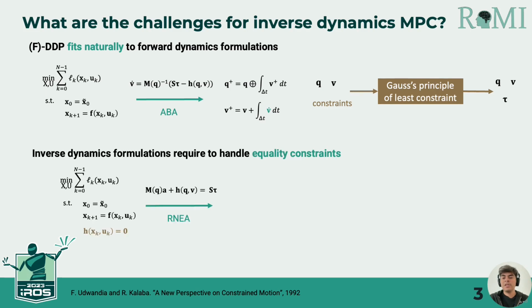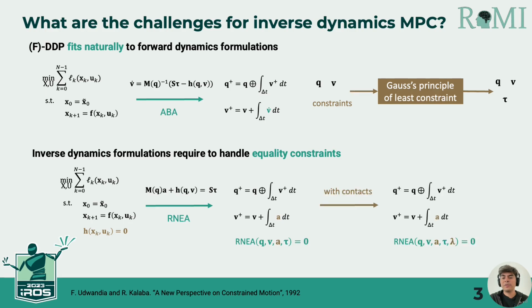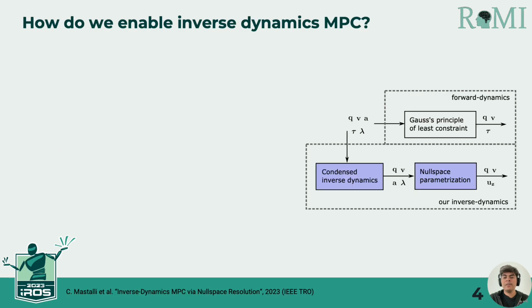Instead, inverse dynamic formulations require handling equality constraint and increasing the number of decision variables, as we can see in this equation. When handling inverse dynamic constraints, we need to include the generalized acceleration and the contact forces as decision variables as well. This increases the problem dimension. The way that we can address this challenge is by realizing that we can condense the inverse dynamics.